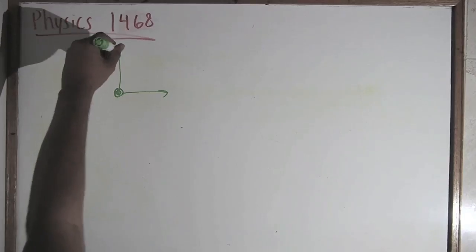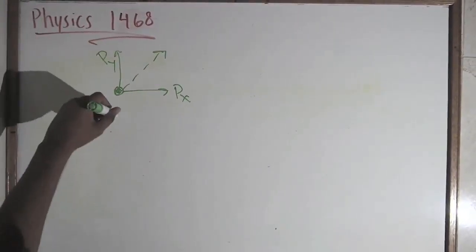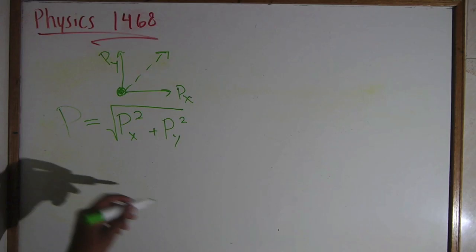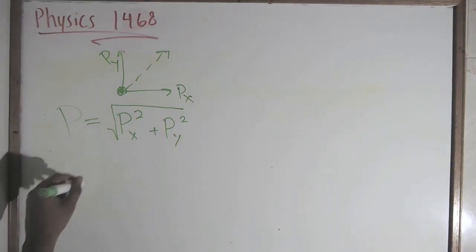The first concept we're going to go over is the components of a vector. The one displayed is a momentum vector with components designated as px and py. The equation of the magnitude of a vector is the square root of the x component squared plus the y component squared. The angle of the vector, or its direction, is the arctangent of y over x.